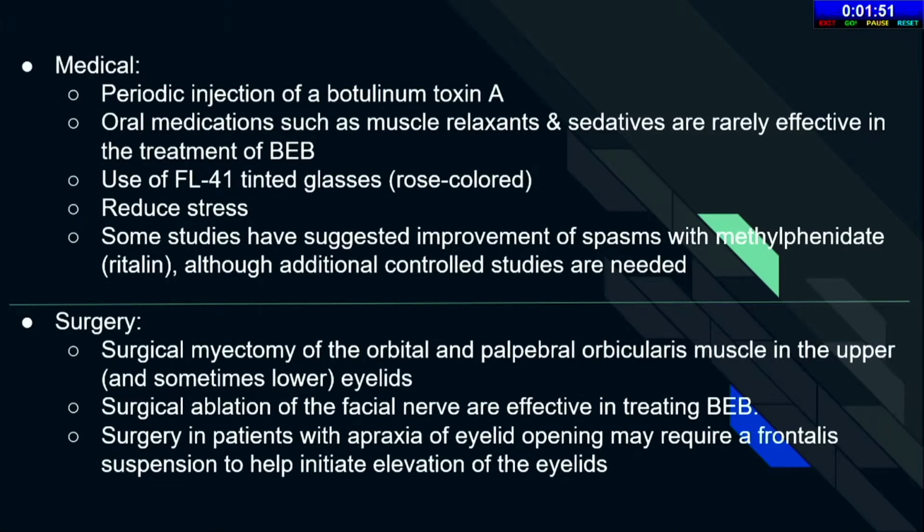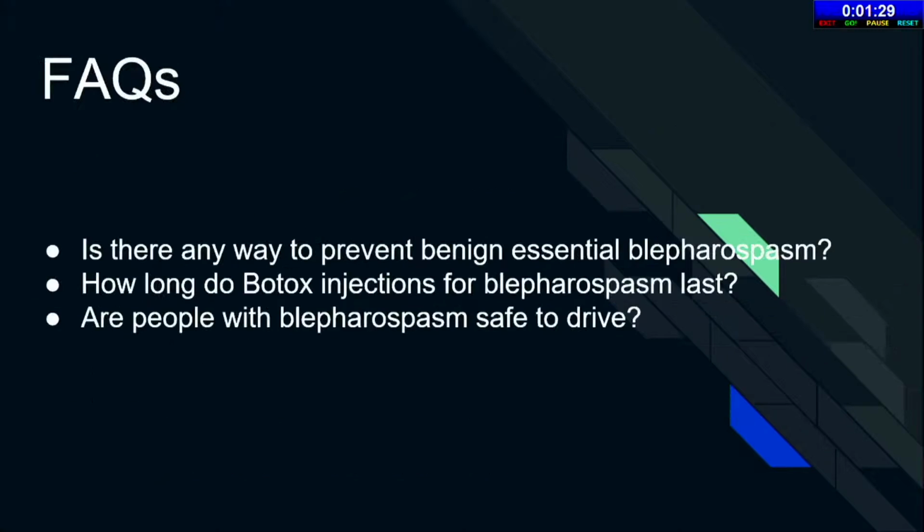Coming to the surgical treatment, surgical myectomy of the orbital and palpebral orbicularis muscle in the upper eyelids, and surgical ablation of the facial nerve are effective in treating BEB, but the latter has been discontinued because of the high recurrence rates. Surgery in patients with apraxia of eyelid opening may require a frontalis suspension to help initiate elevation of the eyelids.